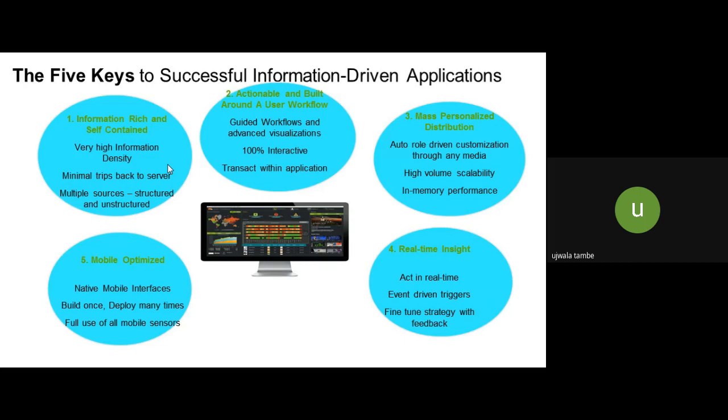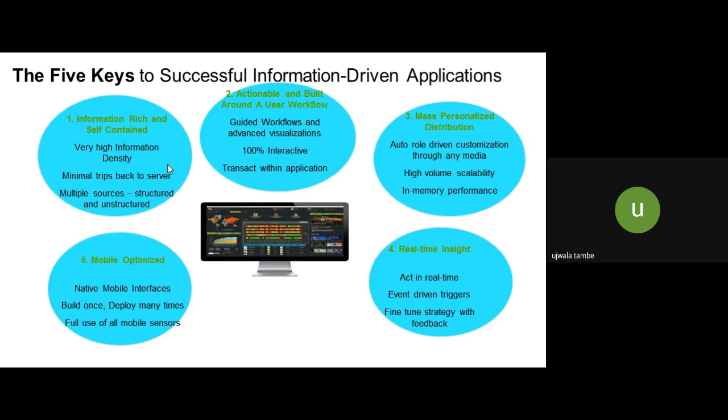Now there are 5 keys to successful information driven applications. So in that, the first one is the information rich and self contained. So what it means, as we know that while designing the dashboard, data is a very important thing, because we can analyze the data, and through that analysis we are selecting what kind of charts we have to draw. For that, your dashboard contains rich and self contained information that minimizes the required trips back to the server.